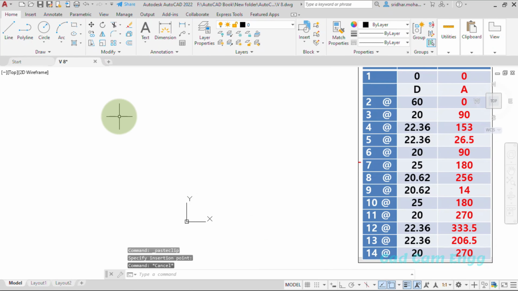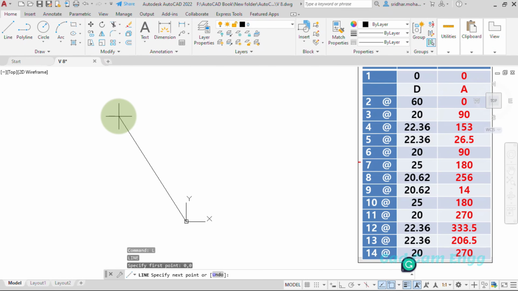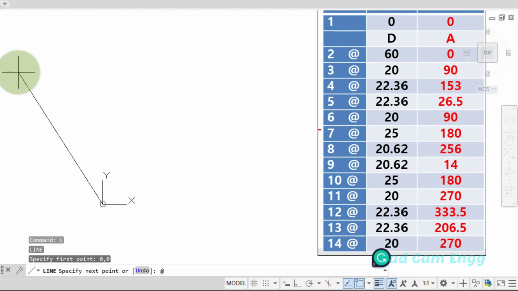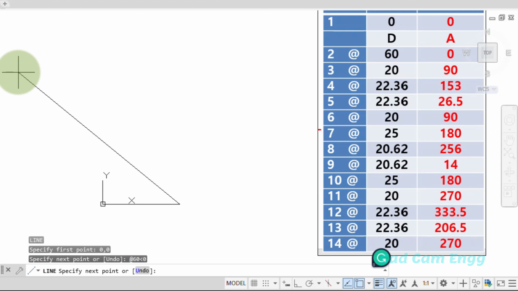Now I go to L and enter. In this drawing we no need to use the mouse. In the command prompt I type L and enter, which means the line command. The first point as usual I take 0,0. And for the second point we use the @ symbol. The distance is 60 and the less than symbol, the angle is 0.